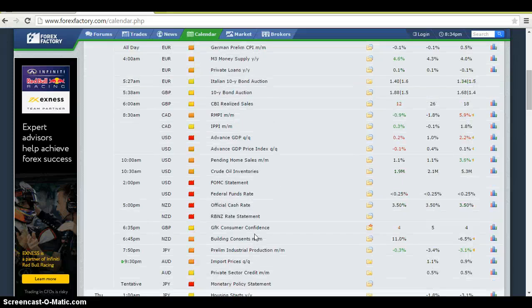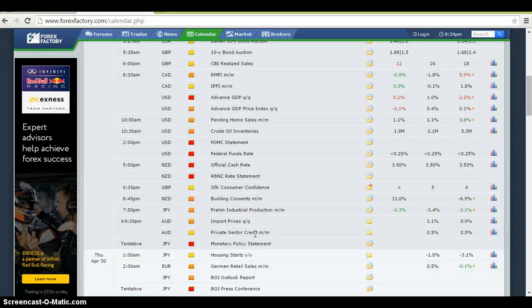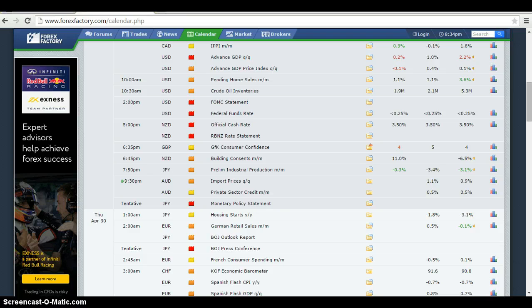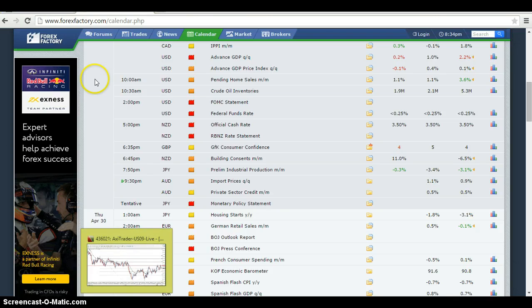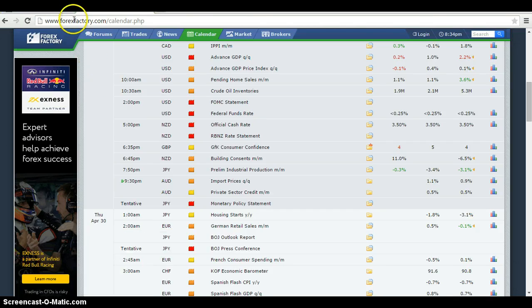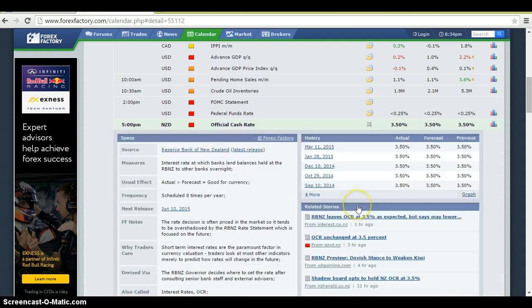So what we want to be doing is going through these data points when we're looking at a particular currency pair. So let's say, for argument's sake, we want to look at the New Zealand dollar versus the US dollar. So I'm going to be looking for New Zealand data. So the official cash rate, as we can see here, is 3.5%. I'm pretty sure it's been 3.5% for quite some time.